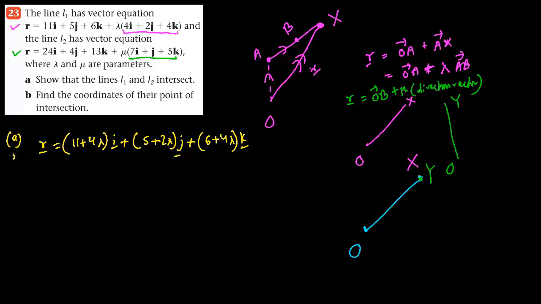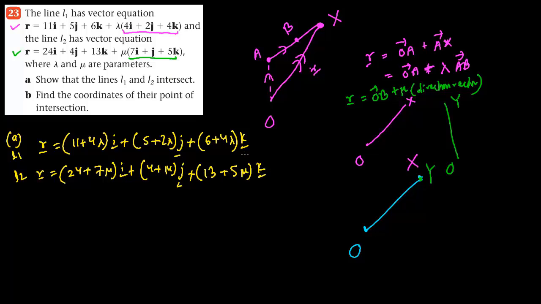This is L1. Now L2. So L2 is going to be 24 plus 7 mu i, then 4j plus mu j, so 4 plus mu j, plus 13 plus 5 mu k. So now that we have the format in ijk, we can just compare i equal to i, because when they intersect they're in the same position.